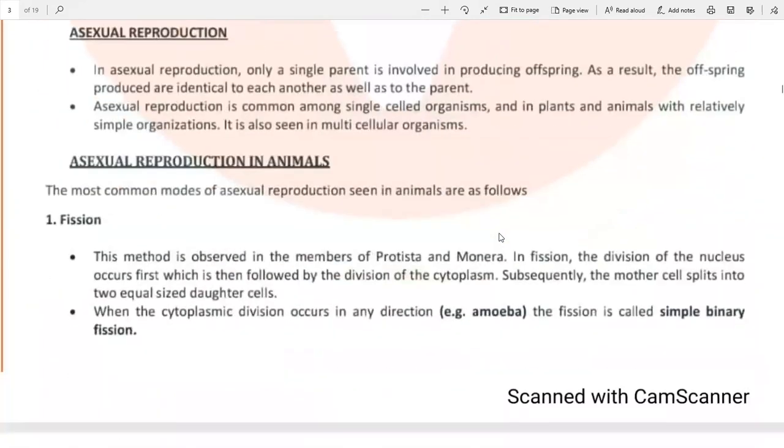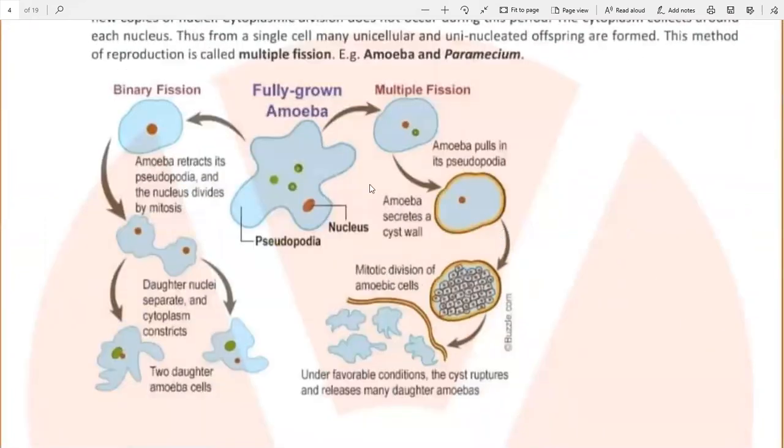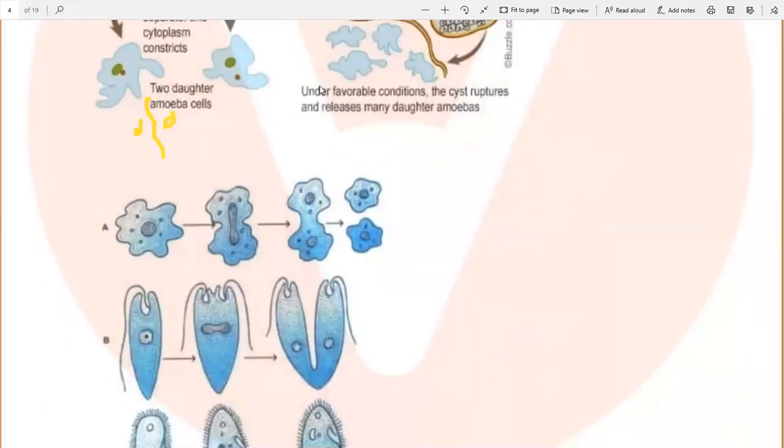Then asexual reproduction with definitions and some examples. In this, binary fission and multiple fission are shown. There is one significance of binary fission: in binary fission, the parent is not left, or there is no remain of the parent, because the one parent only divides into two daughter cells. So in binary fission, this is the difference.